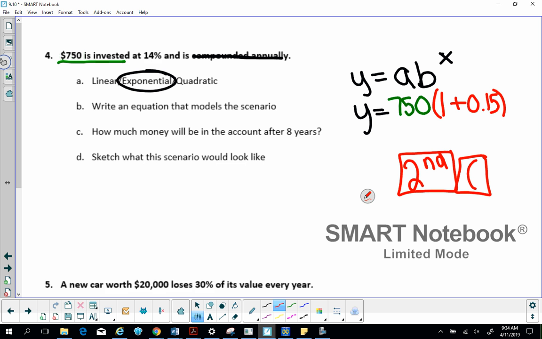And then the X. So 0.14. Cool. So that's my equation. If you want to simplify it, so like some of them may be simplified, I just rewrite it. And what is $1 plus 14 cents? $1.14, right? So you could just put that right into your equation.